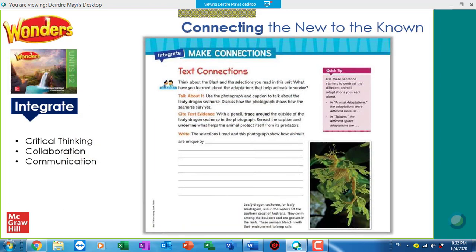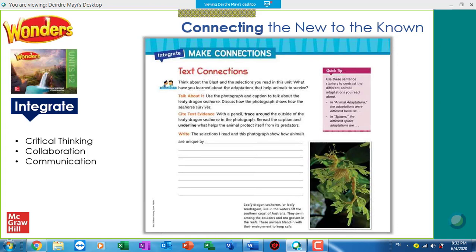So you've seen what the reading and the rereading looks like. Let's look at what the integration looks like. Integration happens after students have read multiple texts, in this case about adaptations. So the students are asked to think about the selections that they've read throughout the unit. What have you learned about adaptations that help animals survive?